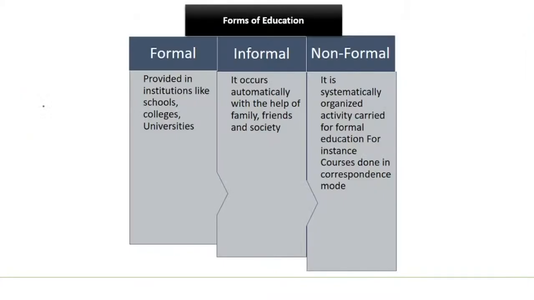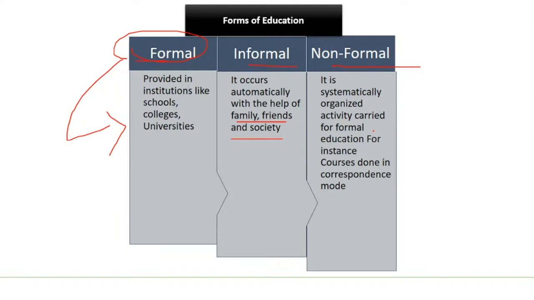Okay, now forms of education. Here also you can see one sentence questions, where they have given examples. So it is basically 3 forms: formal, informal, and non-formal. When it comes to formal, it is the schools, colleges, and universities. When it comes to informal, it is the society, the friends, the families, who are the first institutions that teach the children. And when we say non-formal, it is the distance courses, which are to be systematically organized in order to carry the form of education.